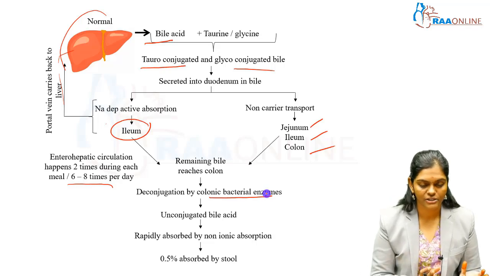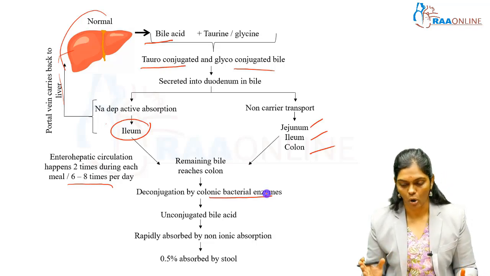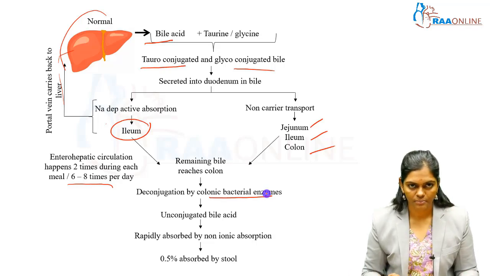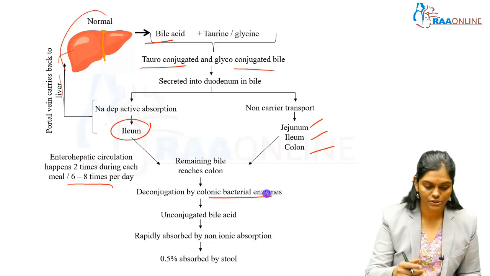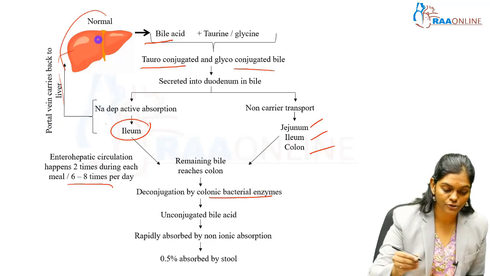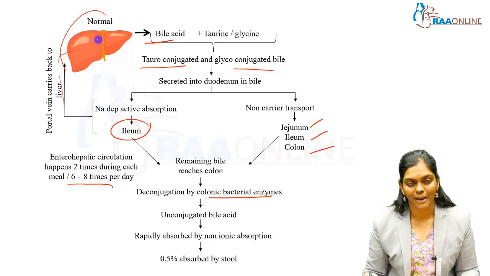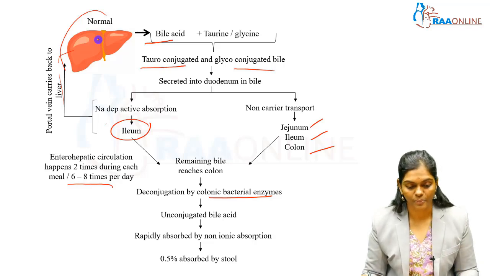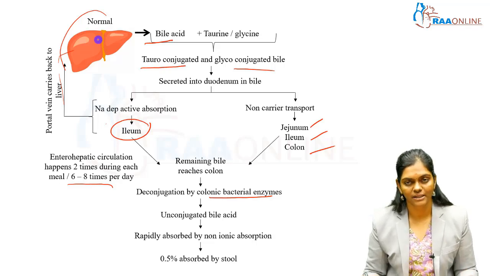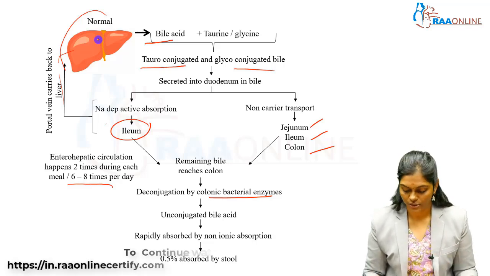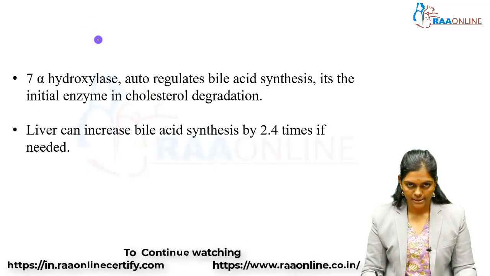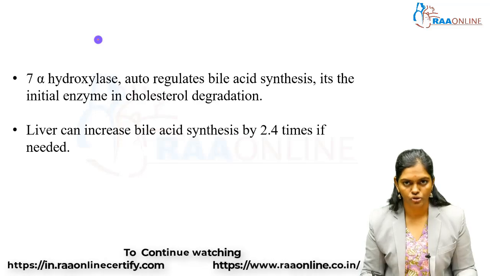So first, the liver is going to produce bile acid which is going to be conjugated by taurine and glycine and secreted into the duodenum. In the ileum, after being used for absorption, it is going to be carried back to the liver. The portal vein carries it back to the liver, and it is going to maintain the pool. Every day, about 6 to 8 times per day, the enterohepatic circulation happens. So 7-alpha hydroxylase is an important enzyme for cholesterol degradation.